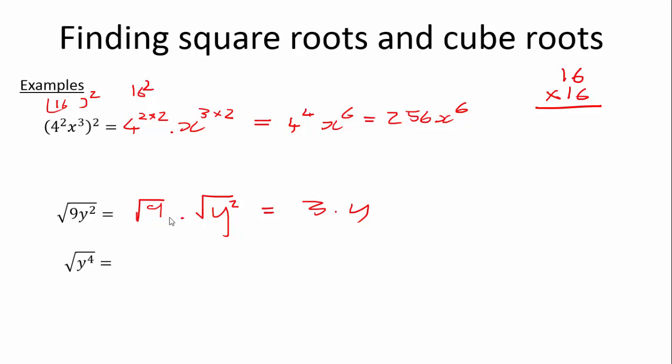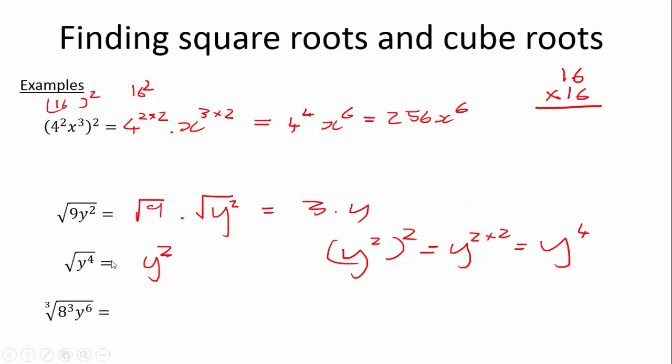Okay, what about the square root of y to the 4, right? So this is the same as y squared. Why? Because y squared to the power of 2 is simply the same as y to the 2 multiplied by 2, which is equal to y to the 4.